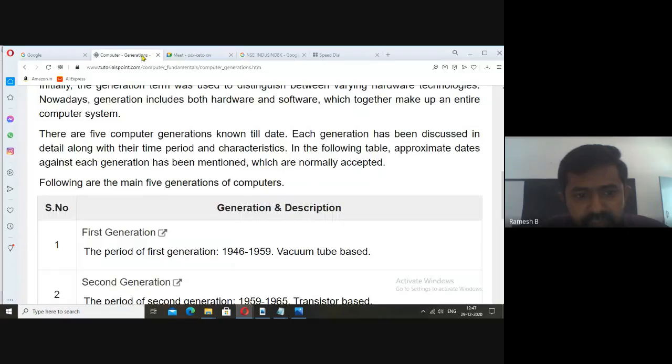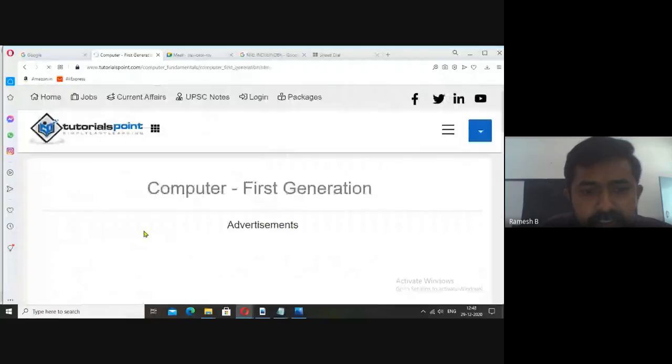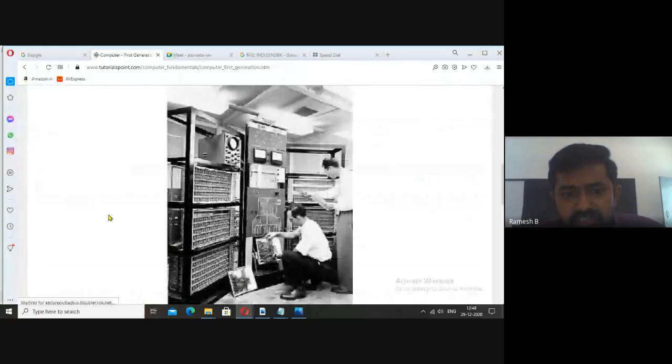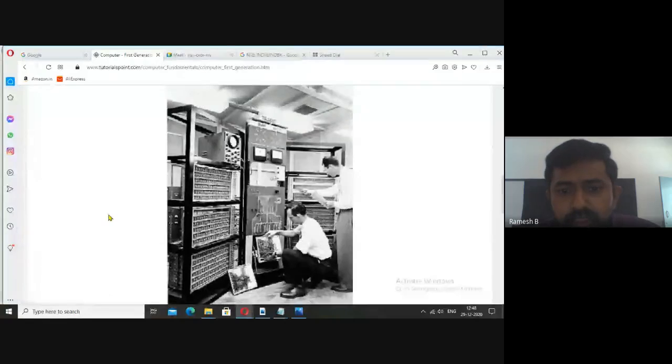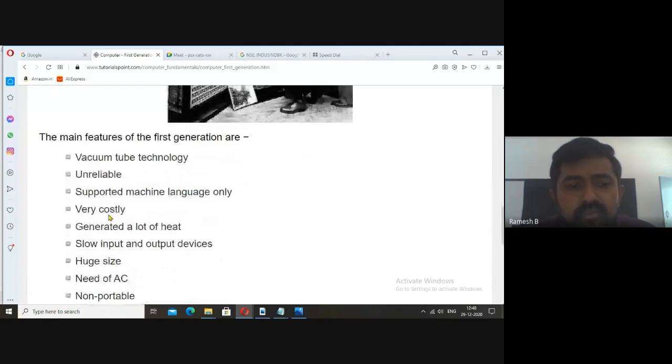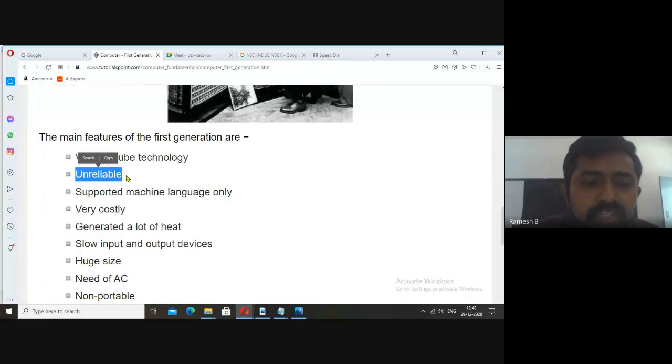You see here the first generation. I'm opening it on the internet. This is how the first generation computer looks. It looks very big, half of the room size. It is based on vacuum tube technology. They are unreliable: if you write programs, we may or may not get the output. It supports only machine level language, zeros and ones.